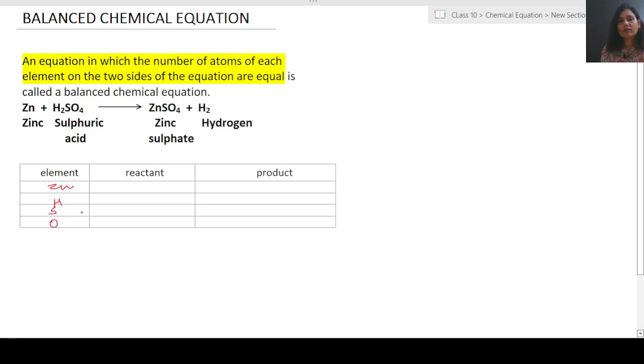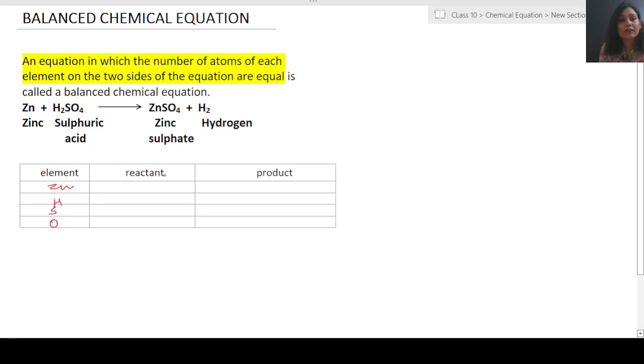Okay, I always prefer to take one element, not together as a radical. For example, in some books you will find that SO4 is taken together because it is a radical SO4. That is also a way.